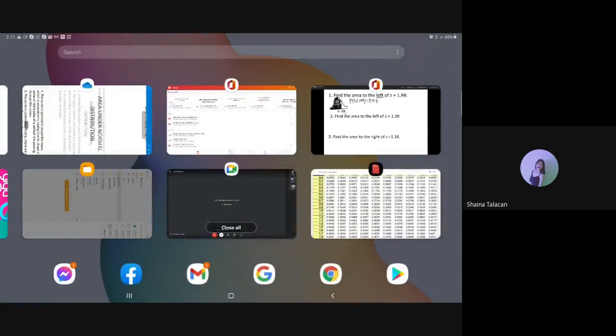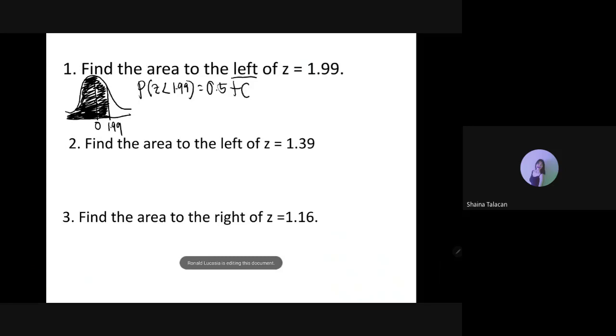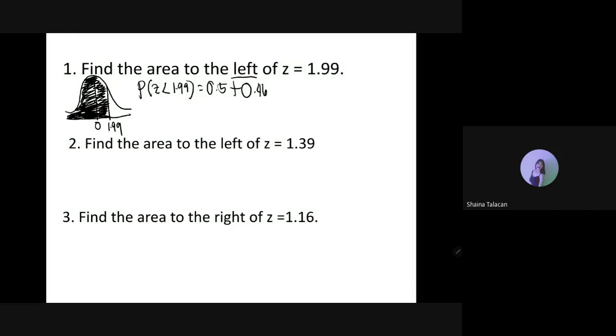What was the area? 0.4767. So this will be 0.5 plus 0.4767. So when you add that, that's 0.9767 or 97.67%. So the area to the left of Z 1.99 is 97.67%. Clear? Yes, po. If you want to ask something, you can use the chat box, if you don't want to open your microphone.